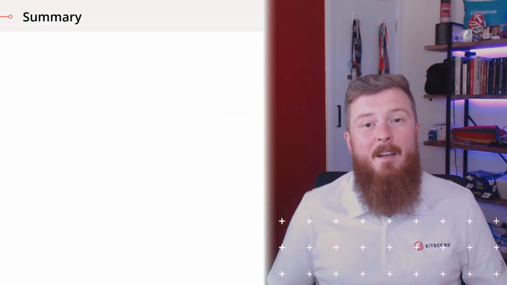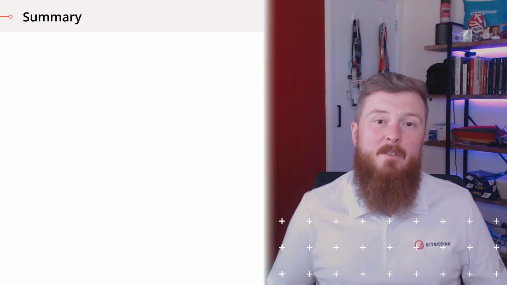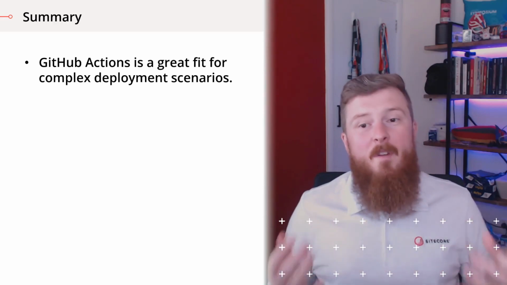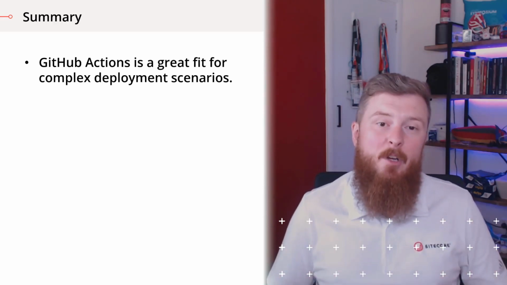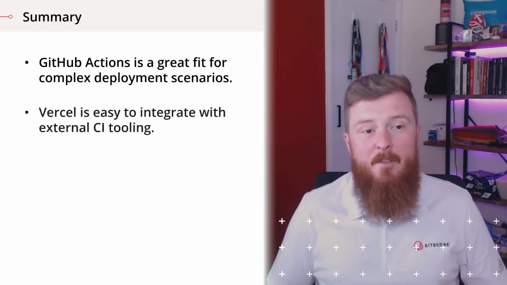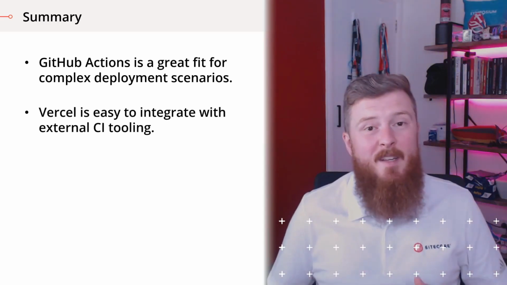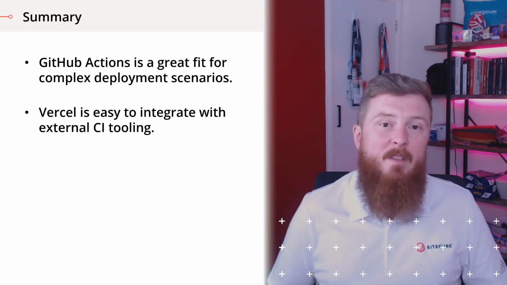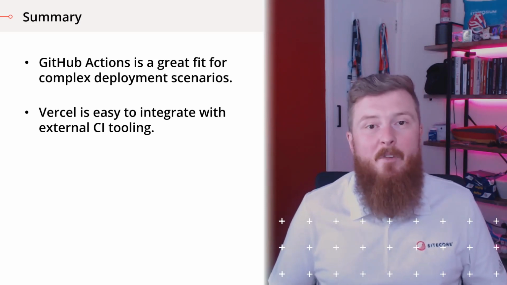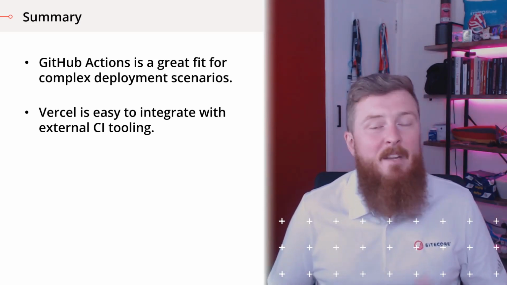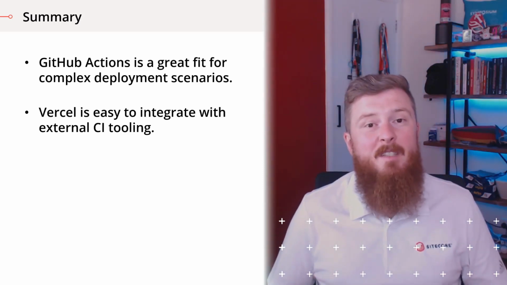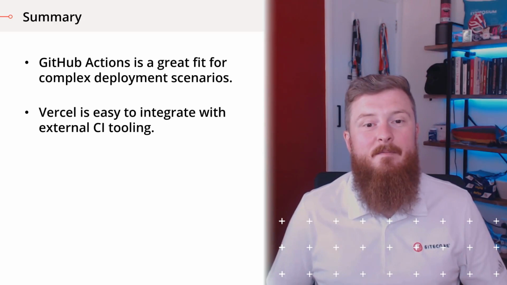That is how we configured our CI pipeline using GitHub Actions to push out to Vercel. We found the two technologies work really well together for handling complex deployment scenarios. Most of that was because Vercel was really easy to integrate a third-party CI system with. So maybe you don't want to use GitHub Actions. Maybe you want to use Azure DevOps or Octopus Deploy or any of the other CI tooling that's out there today. Well, I'm sure you'd find it just as easy integrating those with Vercel as well.